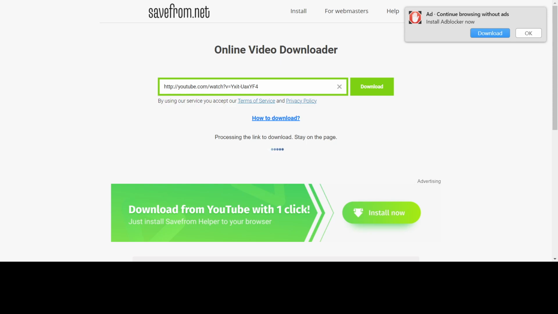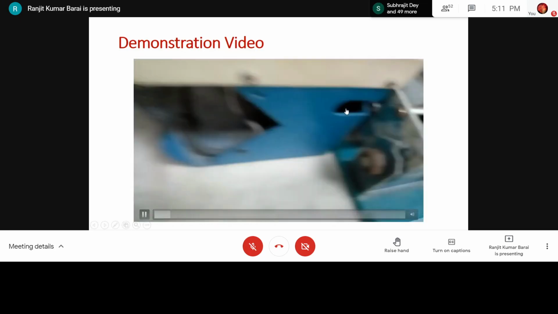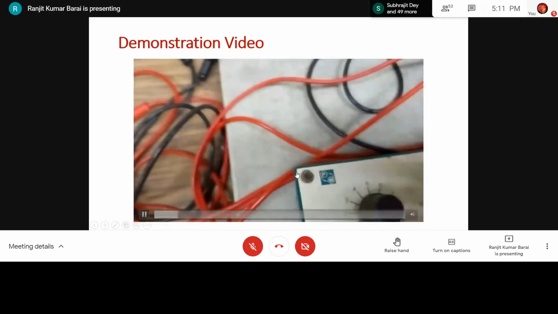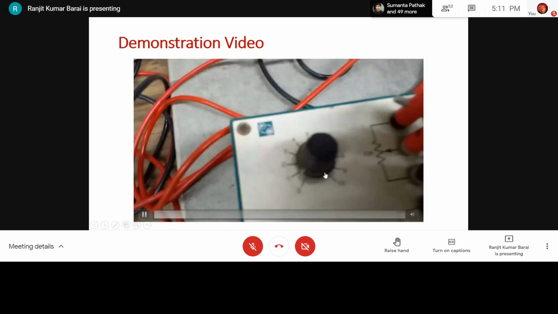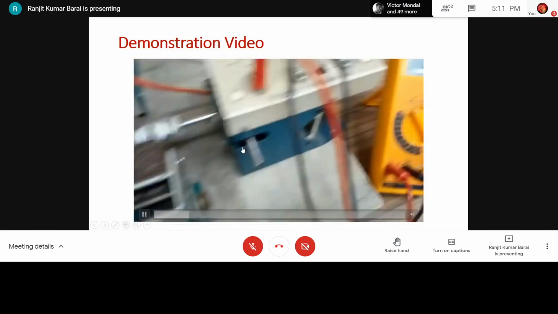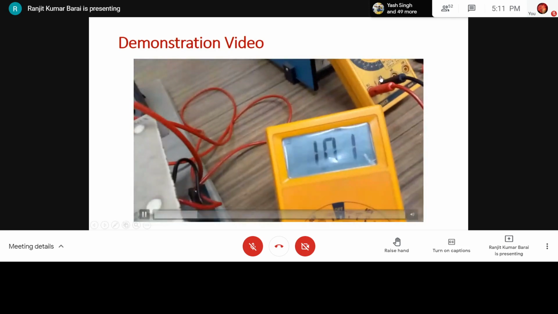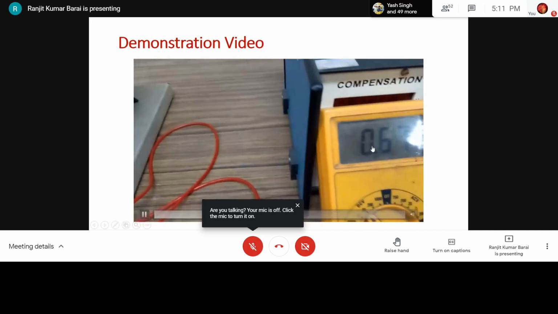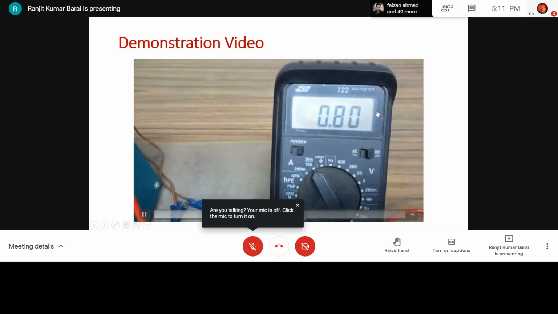See, I have kept the position here, maximum 10, and the voltage setting was done at 1 volt, more or less 1 volt. I have tested it with a multimeter, 1.02, and this multimeter is being used for measurement of tacho voltage. The motor is running, so this is the tacho voltage. This is the armature current.